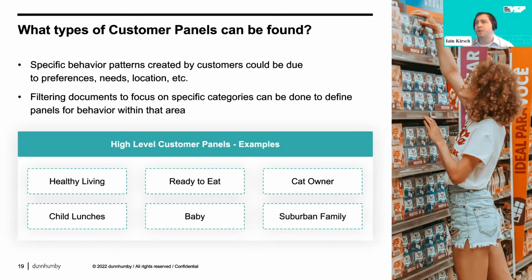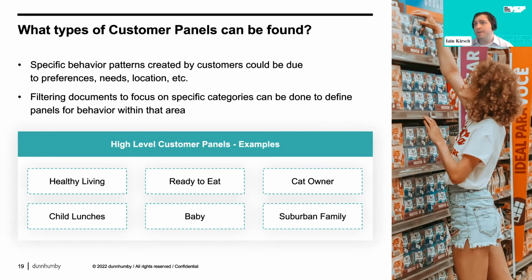The second behavior pattern, creating a topic, will be something around needs. This would be like the cat owner example that we talked through, potentially the baby as well, where if you own a cat or if you have a baby, you're likely to be purchasing those sorts of products. So it's more of a needs-focused pattern.